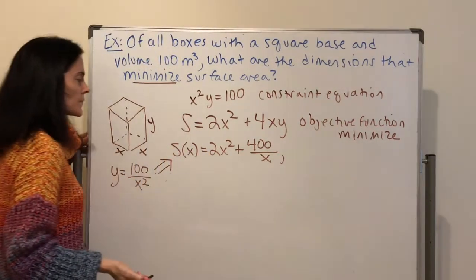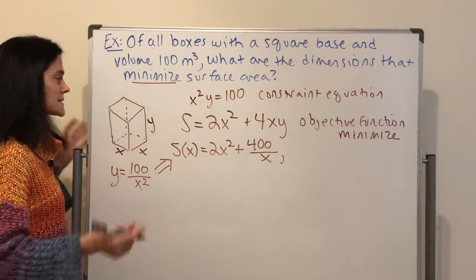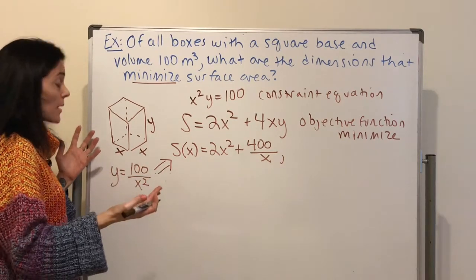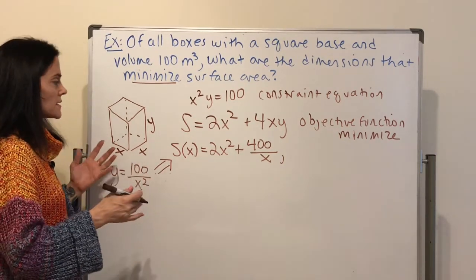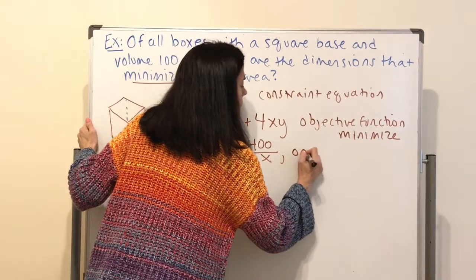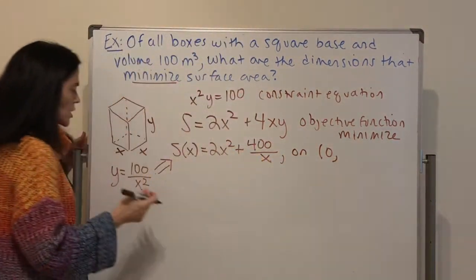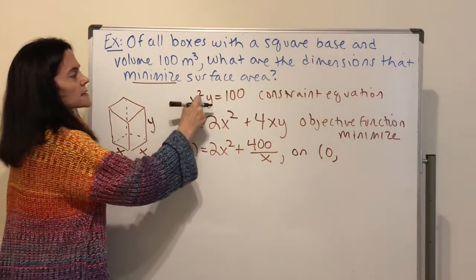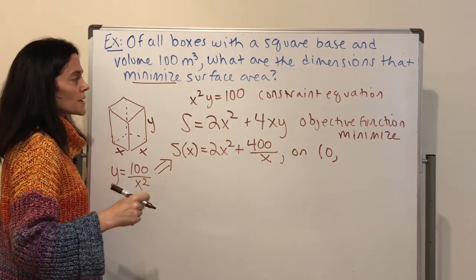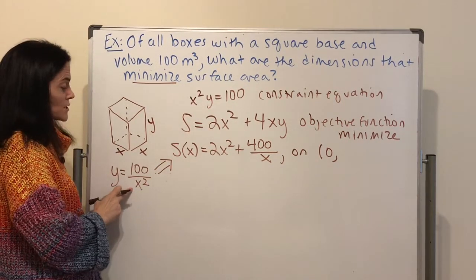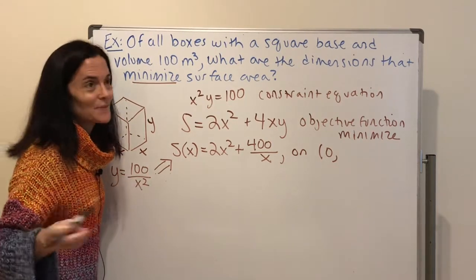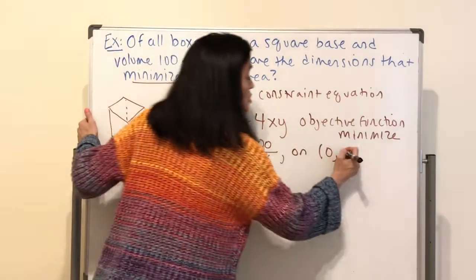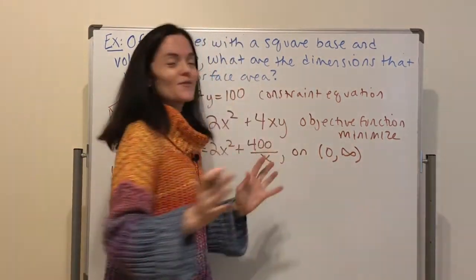This is my surface area as a function of x. Now, what interval am I looking at? Well, x must be positive and y must be positive. But you see, no matter how big x can be, I can still have a y such that x squared y is 100. If x is like 10 million, y would just be 100 divided by 10 million squared, which is very, very small, but it still is possible to make a box that way. So my domain here is 0 to infinity.